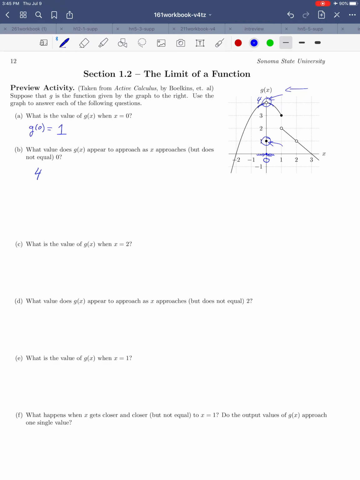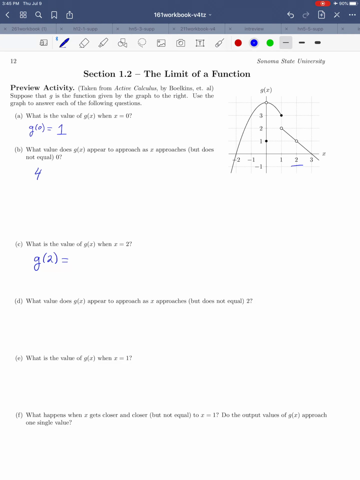In part C, the question is, what is the value of g of x when x is equal to 2? Let me clean up a little bit so that we can concentrate just on that part of the graph. So now we are looking at x equals 2 over here. And the question is, what's the value of g of x when x is equal to 2? So they're asking for g of 2.